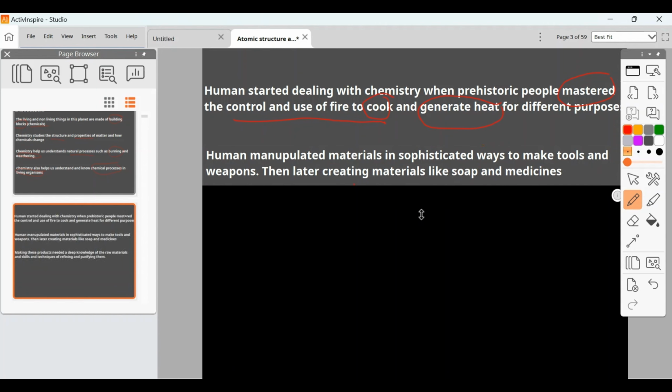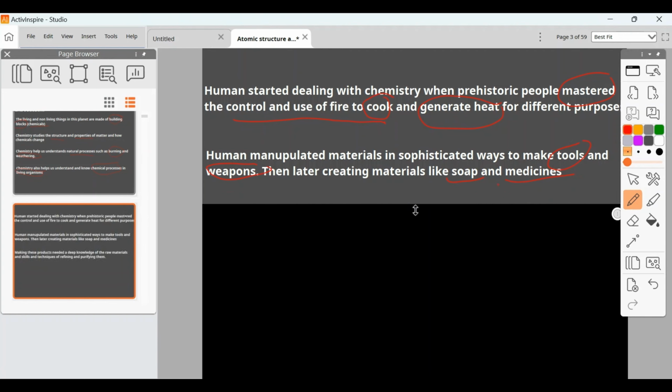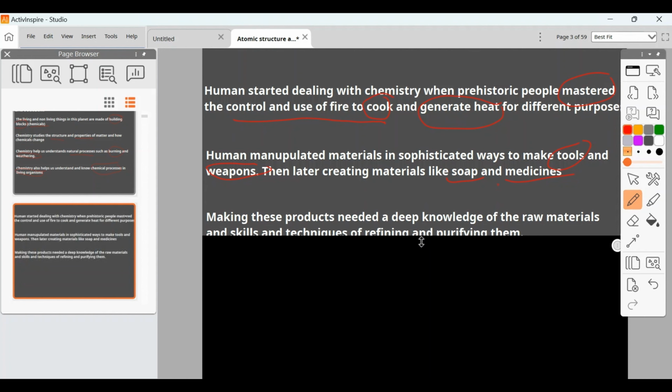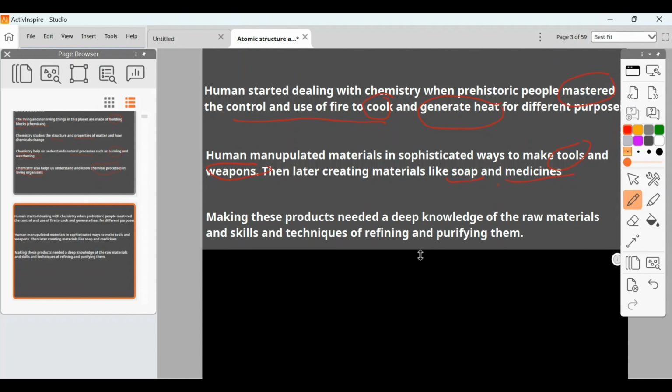Humans manipulated material in sophisticated ways, for example, to make tools and also weapons. Then later, they created materials like soap and medicines. Although they were very primitive, this is how chemistry started. Making these products needed a deep knowledge to make soap, to make medicines and other things.